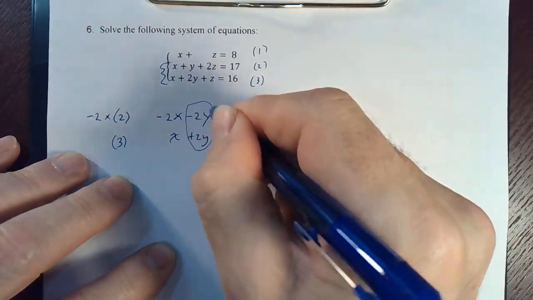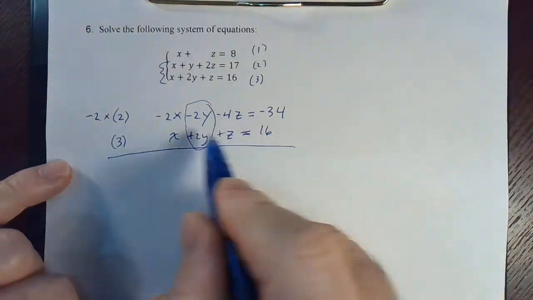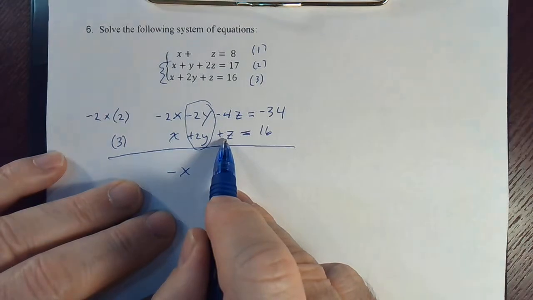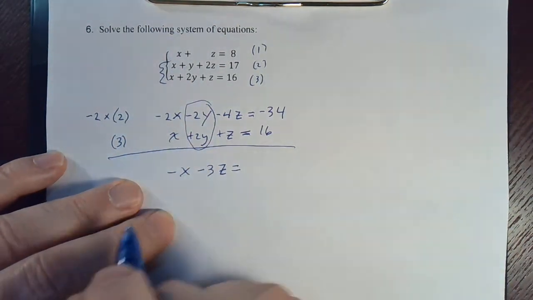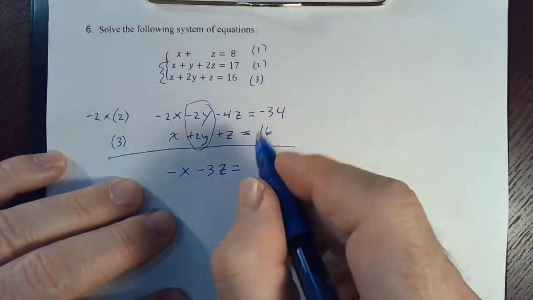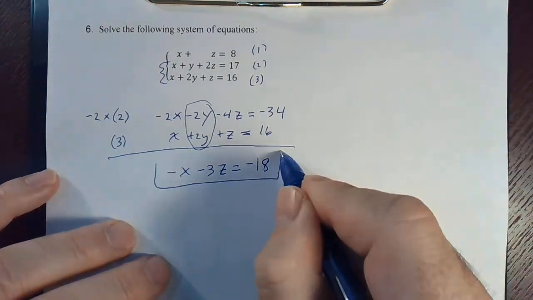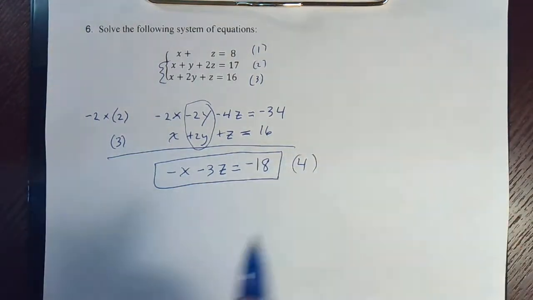So as expected, the y's cancel out. And what do we get when we add? We get a negative x minus 3z equals, let's see, that looks like negative 18. All right. If you wanted, we could call that equation number 4.